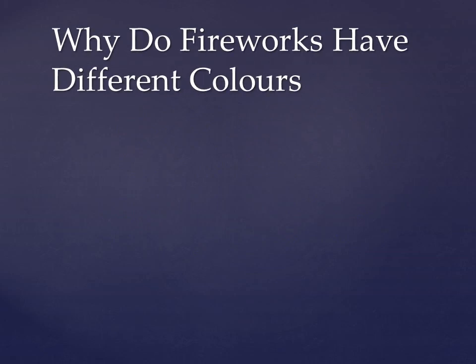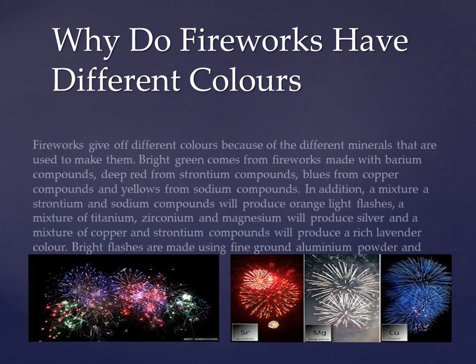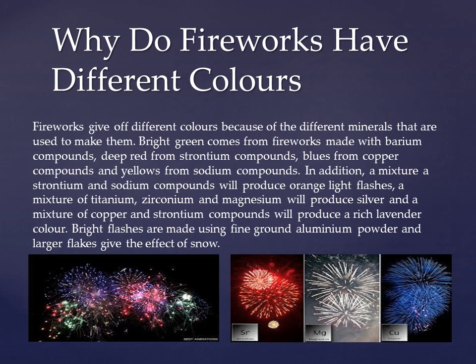Now in our daily lives, why do fireworks have different colors? We have to answer it, and then we come to know that fireworks give off different colors because of the different minerals that are used to make them. Bright green comes from fireworks made with barium compounds. Deep red comes from strontium compounds. Blues come from copper compounds, and yellow from sodium compounds.